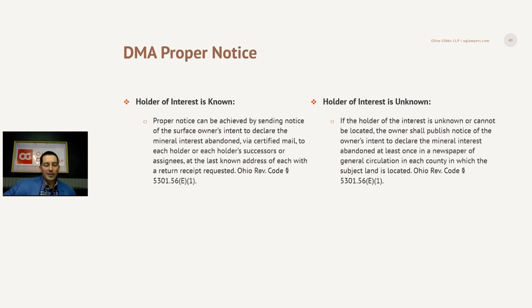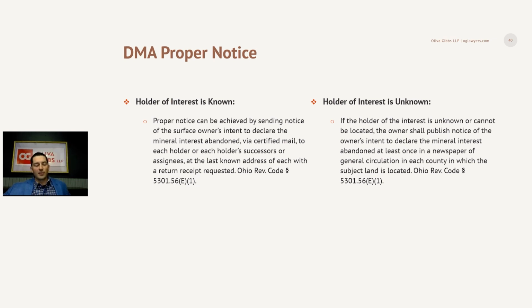So for proper notice, if the holder of the severed interest is known, proper notice can be achieved by sending notice of the surface owner's intent to declare the mineral interest abandoned via certified mail to each holder or each holder's successors or assignees at the last known address of each, with a return receipt requested. If the holder of the interest is unknown or cannot be located, the owner shall publish notice of the intent to declare the interest abandoned at least once in a newspaper of general circulation in each county in which the subject land is located. However, notice by publication is a last resort here. In fact, the notice requirement is actually the subject of most litigation concerning the DMA today.